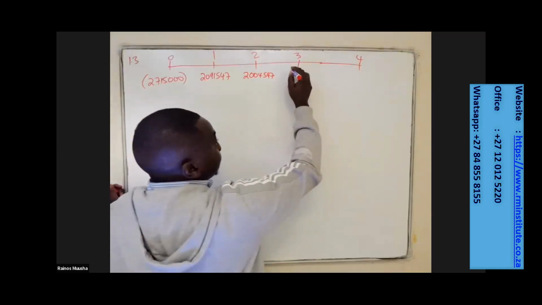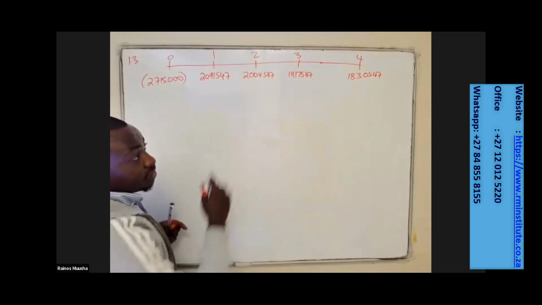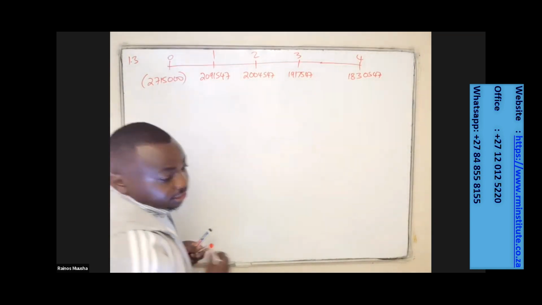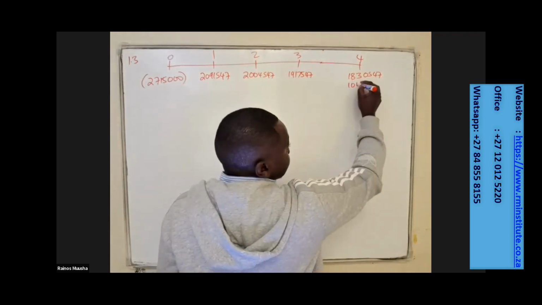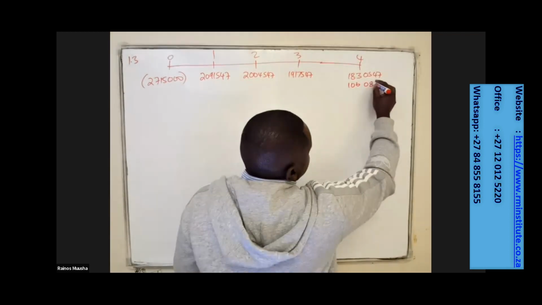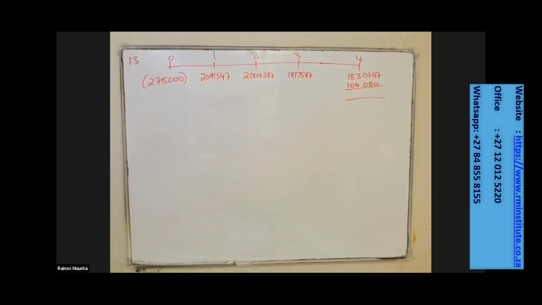And for year 2? 2,004,547. And for year 3? 1,917,547. And for year 4? 1,830,547. So these are the operating cash flows that we generated, isn't it? Then at the end of the 4 years, we also generated a terminal cash flow of 106,080, isn't it? So there's going to be a total cash flow generated in year 4.